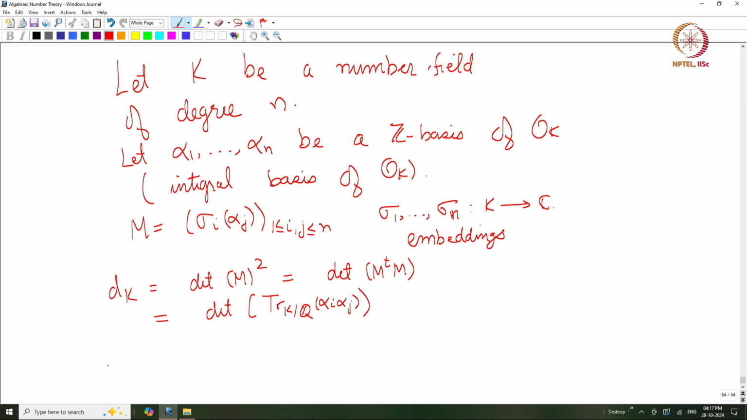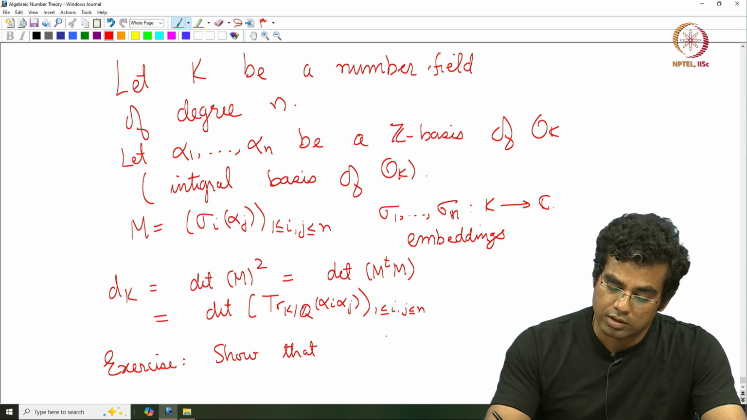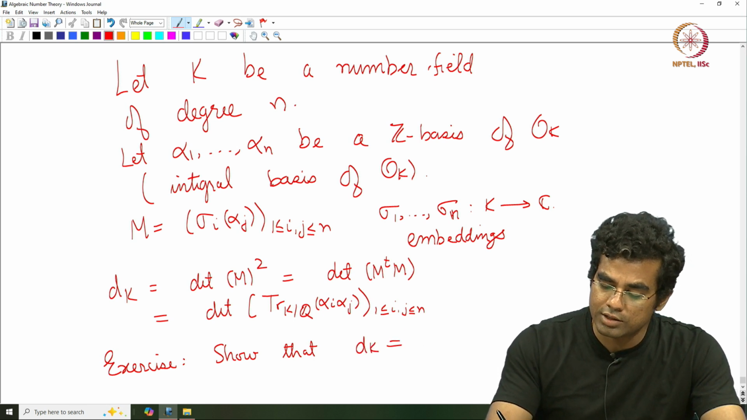Okay. Here is another exercise about discriminant. Show that, so this proves the fact that dK is determinant of trace of alpha i alpha j. This shows that discriminant is actually in Z, right. So, it could be a positive integer, it could be a negative integer, it can't be 0 because M is invertible. So, show that dK is not 0.